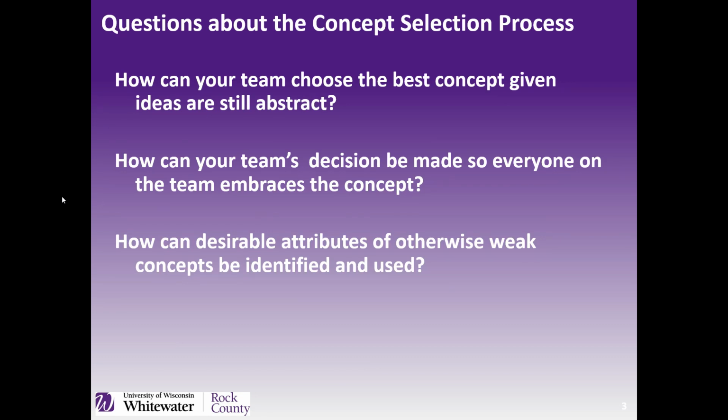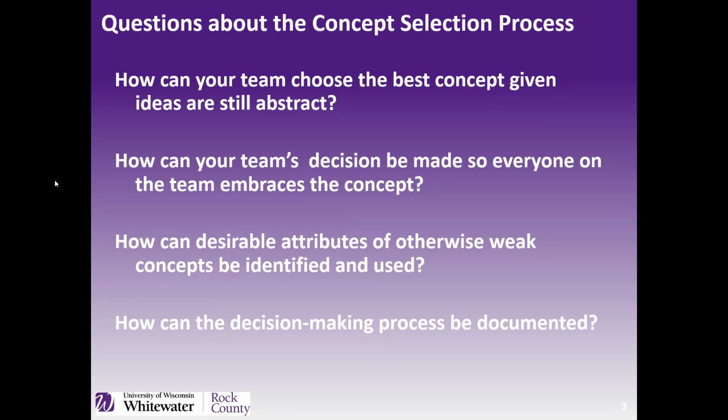And how can we look at attributes of a concept that may have very weak parts to it, but other parts that are strong, and maybe use certain desirable attributes of that? So really, how can we use a decision-making process and make it so it's also documented? A lot of times with ISO 2000, 2001, and the FDA, you need to have your design process documented. They want to know how you actually came up with the selection of the concept that you did, right? And getting everyone's buy-in.